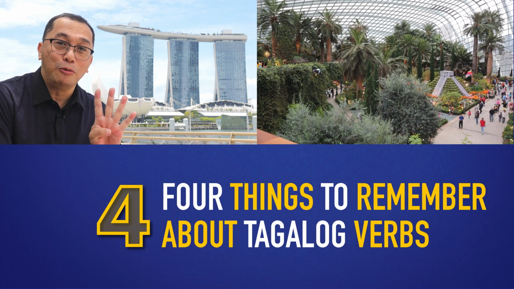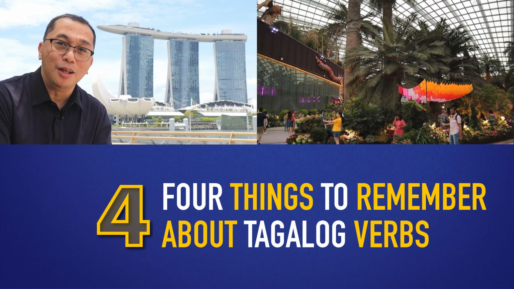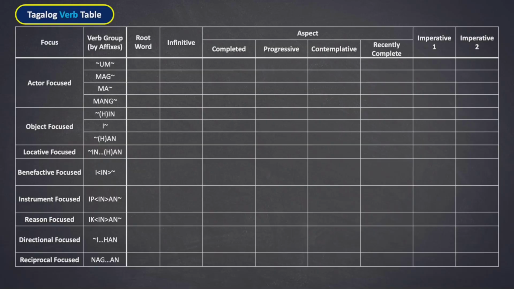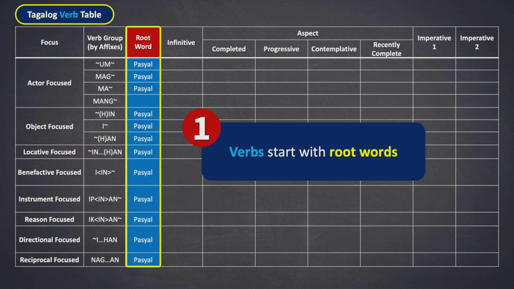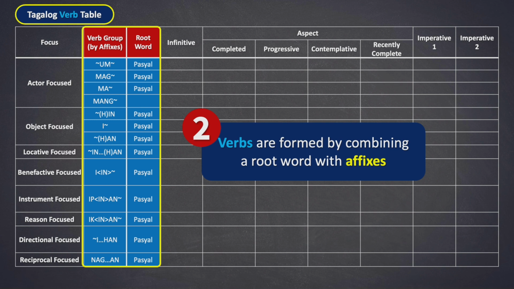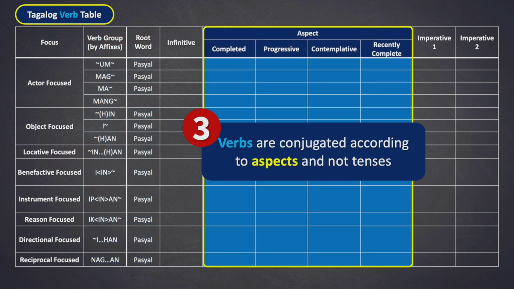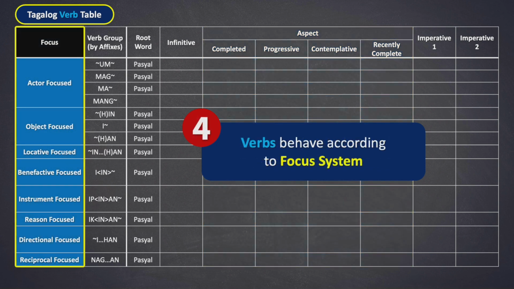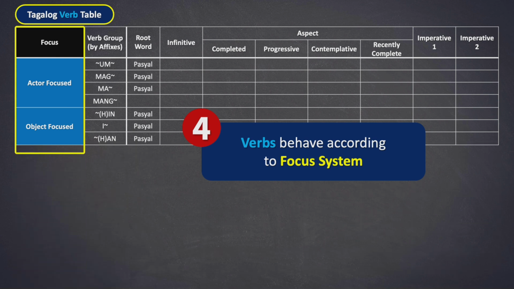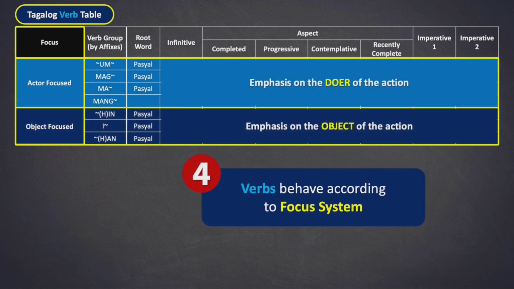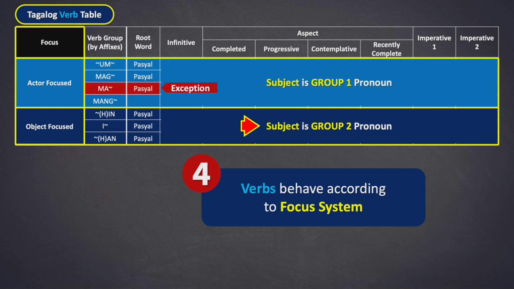And number 4, there are 4 things you need to remember about Tagalog verbs. And if you have seen them, well, you can skip that part and go to the next timestamp. Cool? Always remember that in Tagalog, verbs start with root words. No root words, no verbs. Verbs are formed by combining a root word with affixes. There are many combinations producing several verbs from the same root word. Verbs are conjugated according to aspects and not tenses. Verbs behave according to focus system. For now, I will only tackle verbs under the actor focus and object focus. Actor-focused verbs emphasize the actor or the doer of the action, and object-focused verbs emphasize the object of the action. Please also remember that subjects for actor-focused verbs are group 1 personal pronouns, and subjects for object-focused verbs are generally group 2 personal pronouns. But there are exceptions to this rule.